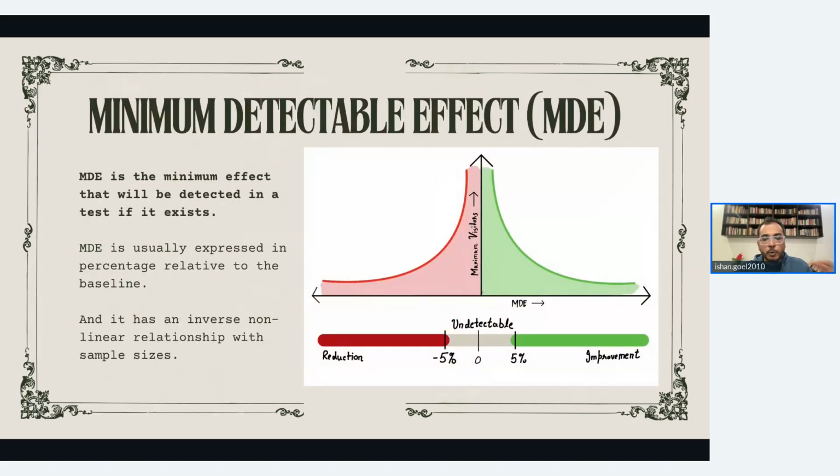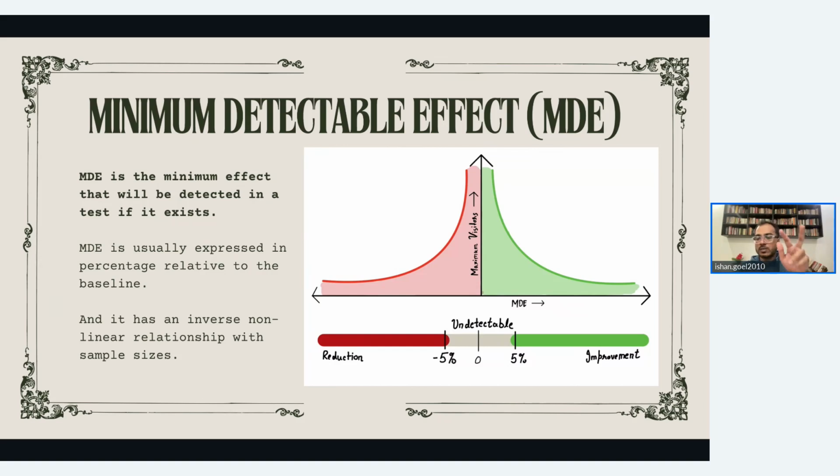And you define it for guardrails, you define it for primary metrics. For guardrails, generally you define what reduction you are okay with. And for the primary or success metric, you define how much minimum uplift you want to see.